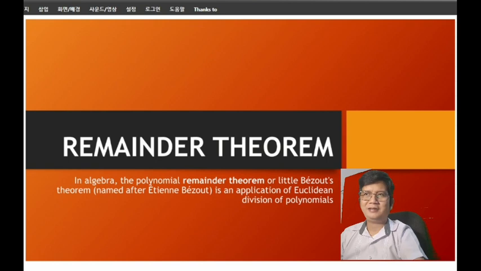Ito ang tinatawag nating remainder theorem. It is said that in algebra, the polynomial remainder theorem or Little Bézout's theorem, named after Étienne Bézout, is an application of Euclidean division of polynomials. Translate na natin sa pinakamadaling paraan na maiintindihan ng lahat.